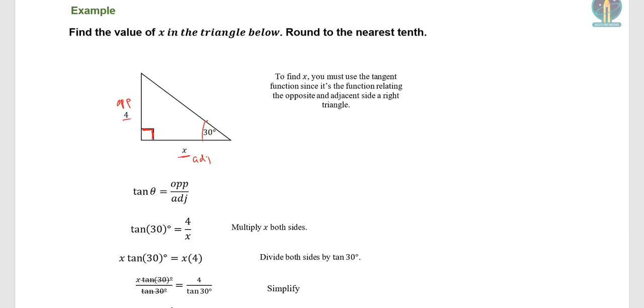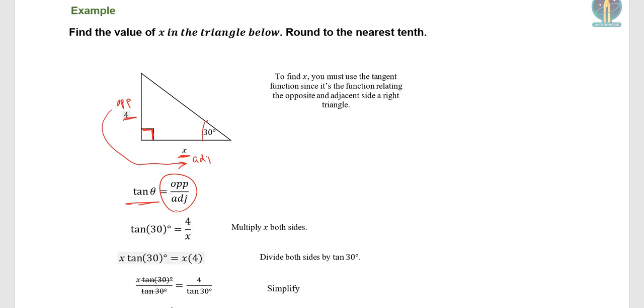We do not have the hypotenuse, so we shouldn't use sine or cosine. We should use tangent, the tangent property, which is equal to the opposite divided by the adjacent. Okay, that's the tangent property. So tangent of 30 degrees equals 4 over x, opposite over adjacent. And then in this case, just solve for x.